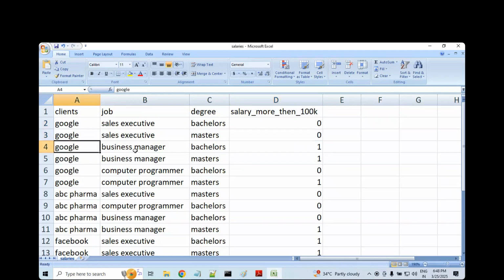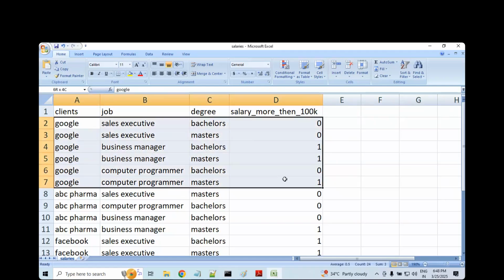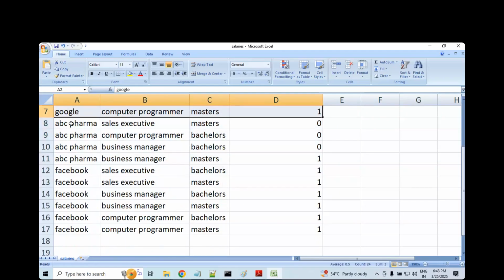Now Google, business manager, bachelors. More than 1 lakh. Business manager, masters, more than 1 lakh. Computer programmer, bachelors, less than 1 lakh. Computer programmer, master, greater than 1 lakh. I'm sure you understand the first client discussion I covered. Let me tell you, hold this one.